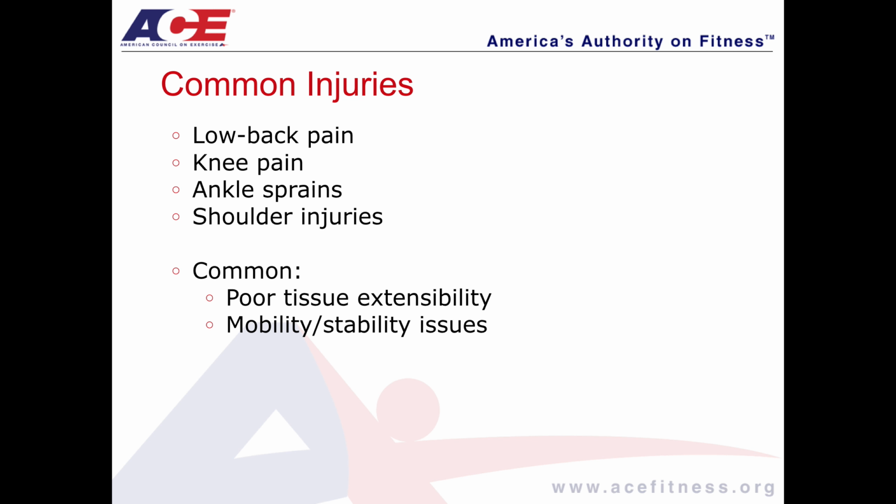So common injuries include low back pain, knee pain, sprains in the ankle, and shoulder injuries. If you think about it, these are some of the most mobile parts of our body, and if we lose tissue extensibility, which is the ability of the muscle tissue to lengthen and shorten, that controls joint mobility. If your muscle loses the ability to lengthen and shorten, which can happen if it's held in the same static position all day long, it can affect long term how your joints move and how your body does a variety of different movements. So that's what we really want to pay attention to.